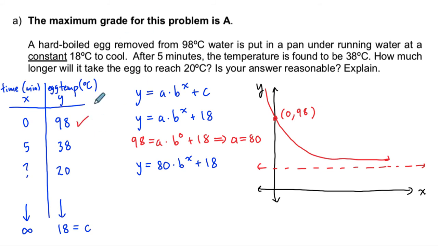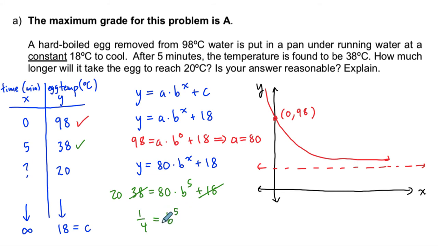So we've used the first point. Now I'm going to use the second point and substitute in. When x is 5, y is 38. So 38 equals 80 times b to the 5 plus 18. Again, solving, I'll subtract 18 from both sides first. So we get that 20 equals 80 times b to the 5. 20 divided by 80 is 1/4.